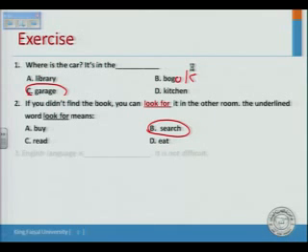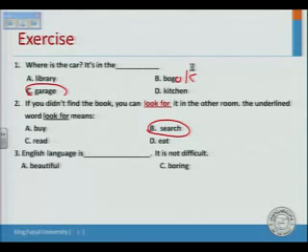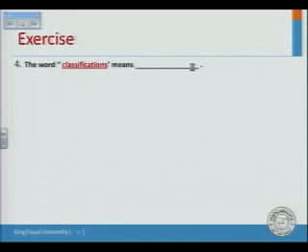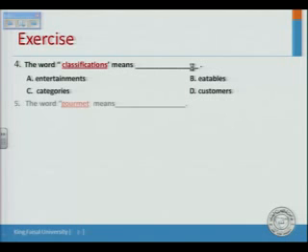Number 3. English language, it is not difficult. So it is not difficult. It means, so without looking at the options or the alternatives here, you can choose the answer. So here, English language is easy. Yeah. Number 4, the word classification means categories. So this is the answer.